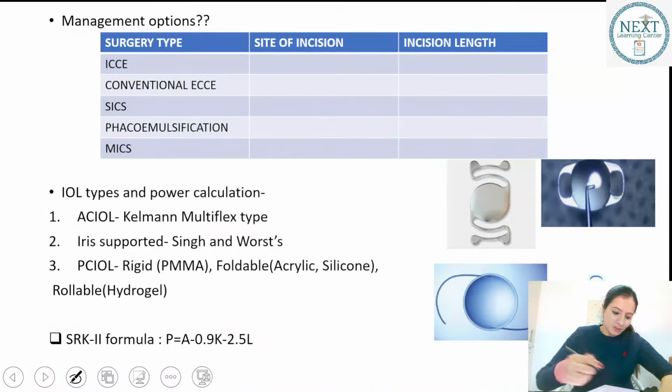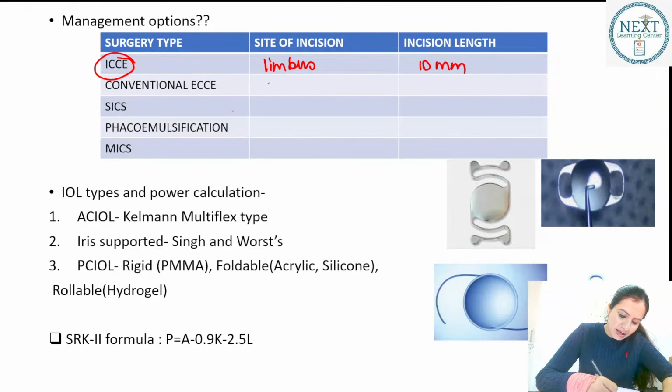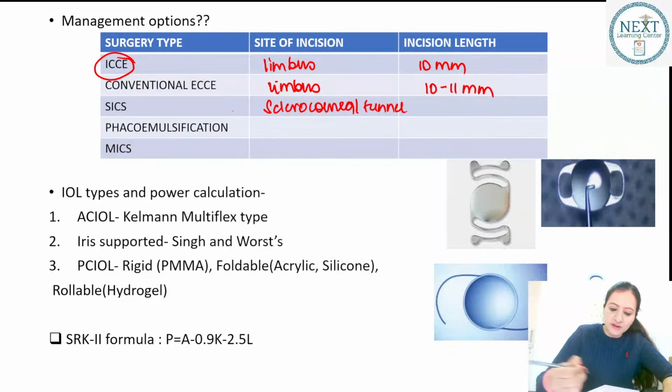Then if we talk about the management options, surgery type can be either ICCE, intracapsular cataract extraction. Site of incision is the limbus, incision length is approximately 10 mm. Conventional ECCE, again site is limbus, again it is around 10 to 11 mm. SICS, site of incision is sclerocorneal tunnel. So you can say the site of incision is sclera. Incision length is somewhere around 6 to 7 mm. Phacoemulsification, site of incision is cornea, incision length is 2.8 to 3.2 mm.